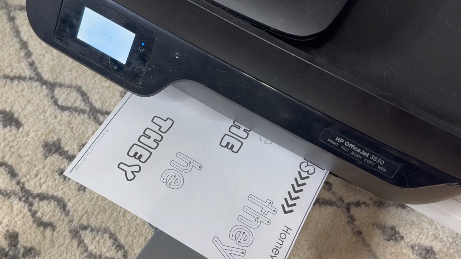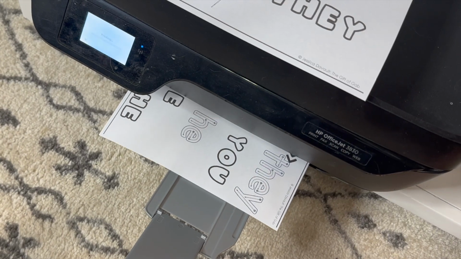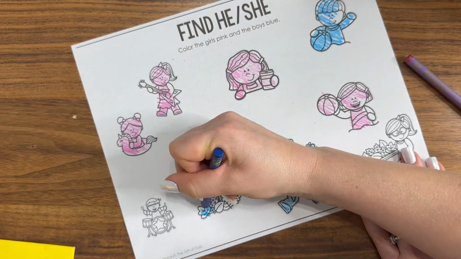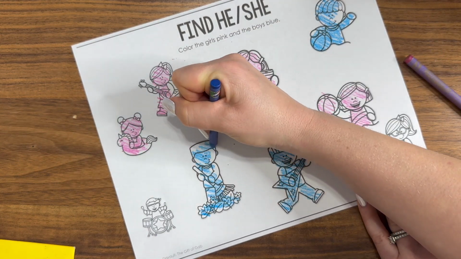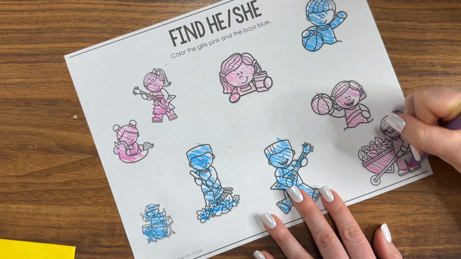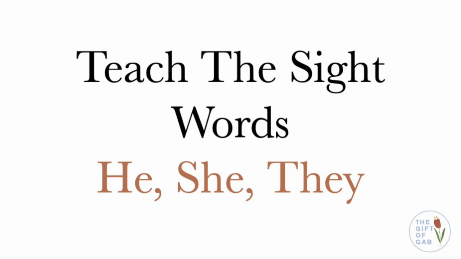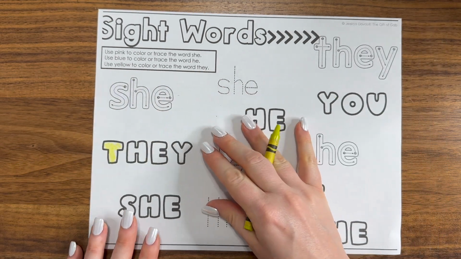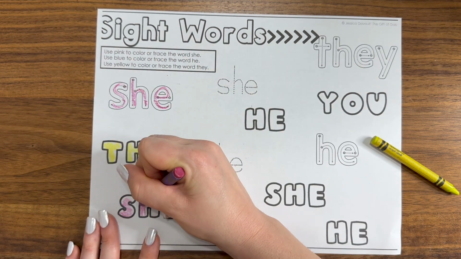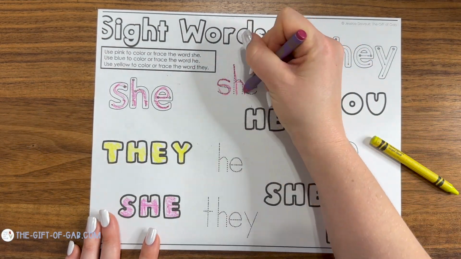Pronouns need to be taught strategically, which is why I created a pronoun teaching guide. Rather than using a drill-based method, I used a scaffolded approach to teach and then practice these complex skills. Here's how I strategically teach pronouns in my speech therapy room. First, I start by teaching the sight words he, she, and they. I want my students to be able to recognize these words by sight because it allows me to use these words as a visual cue later on in the teaching process.